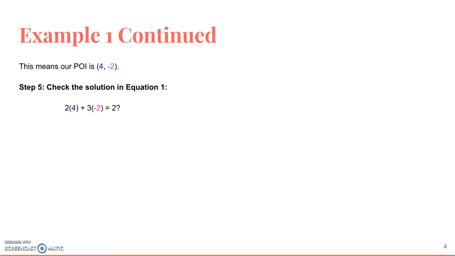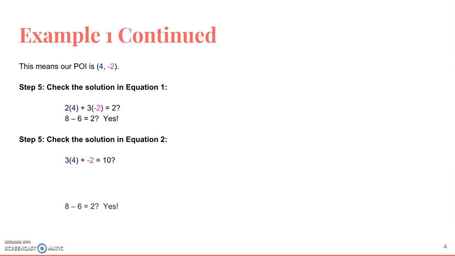For example 1 continued, we now have a point of intersection, which is 4, negative 2. For step 5, you should check your answer in both of the equations. So if I substitute 4, negative 2 into the first equation, I will get 8 minus 6 equals 2, and I do agree that 2 equals 2. I will then check this solution in the second equation, and I will get 12 minus 2, and I do agree that 10 equals 10.